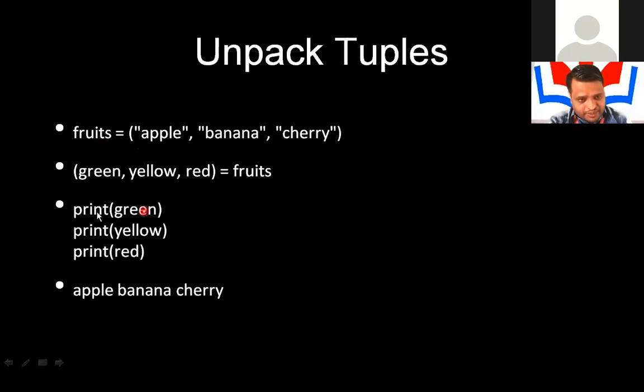Then I will be printing separately. I will not be printing apple here. I will be printing the names that are given here, which correspond to the elements mentioned in fruits. So print green, print yellow, print red. I have given green, yellow, and red here, but if you specify any other names, you can give those names in the print statement. When I give green, yellow, and red, you will get the output as apple, banana, and cherry.